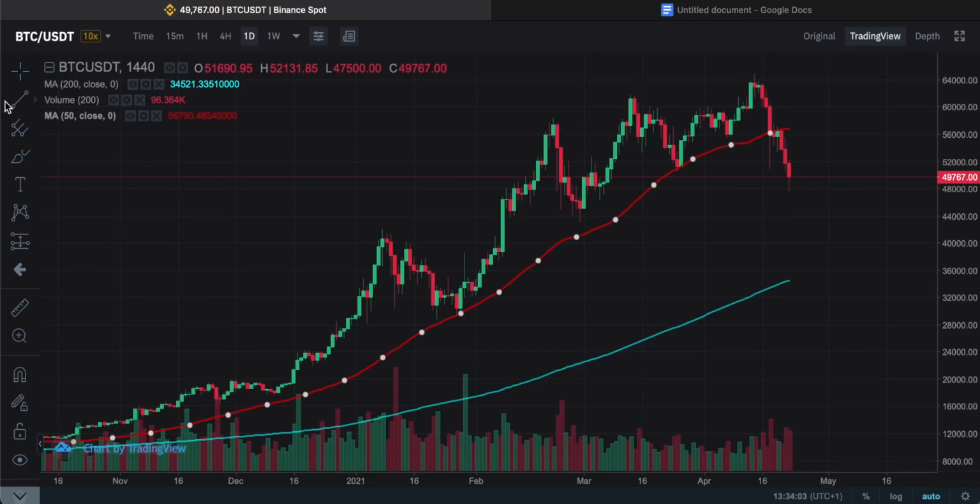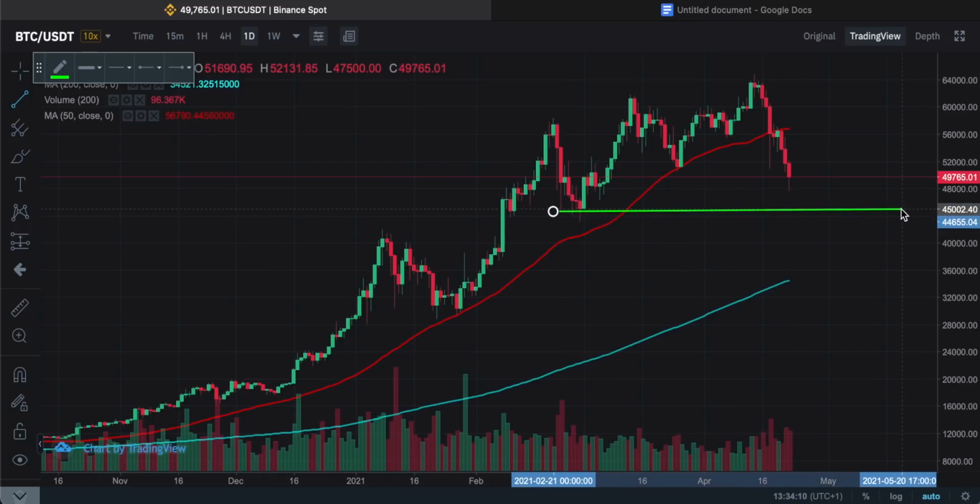So that really means we're looking at different areas of support. We're definitely looking at this area as a level of support for the price of Bitcoin right now. So how would I go into this as a swing trader? Well, really, there's 2 options that you can go ahead and do.